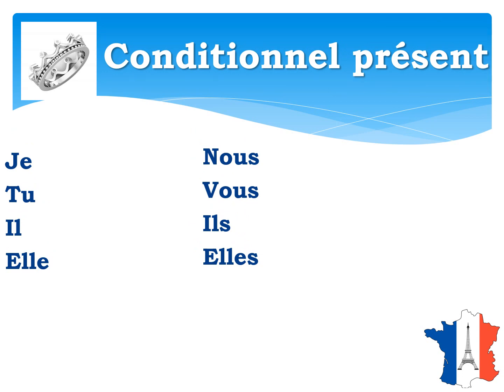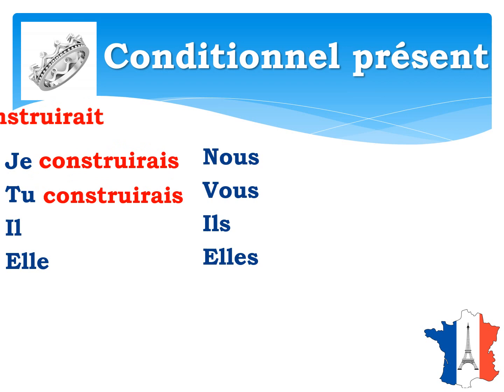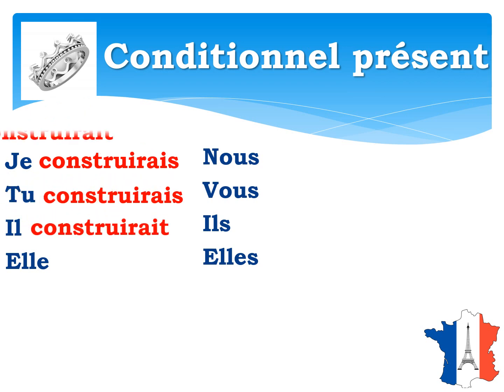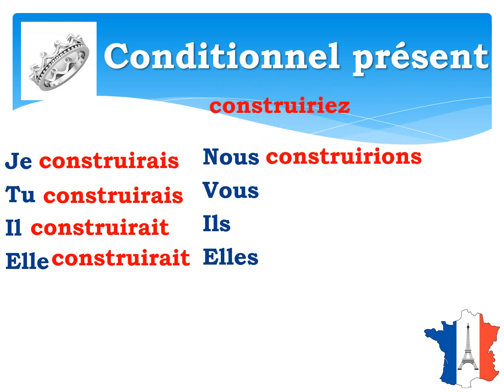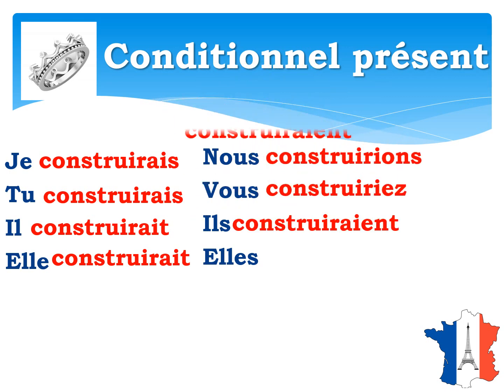Conditionnel présent est je construirais, tu construirais, il construirait, elle construirait, nous construirions, vous construiriez, ils construiraient, elles construiraient. This is taken from the future tense plus imperfect endings, you remember.